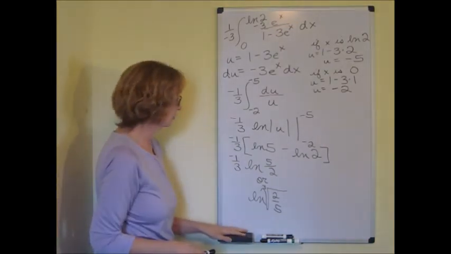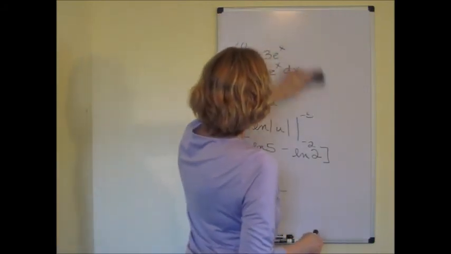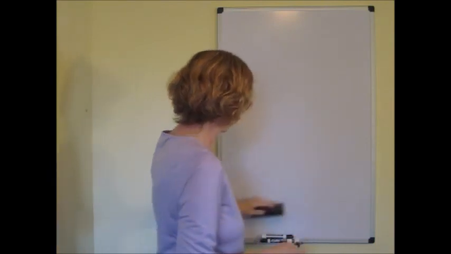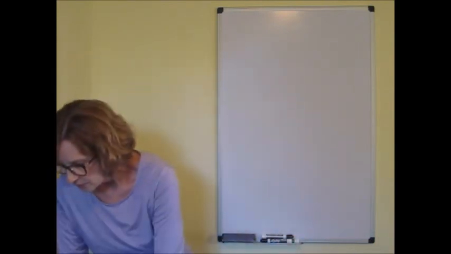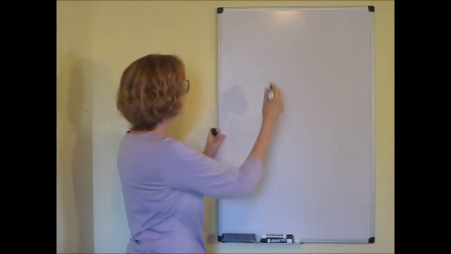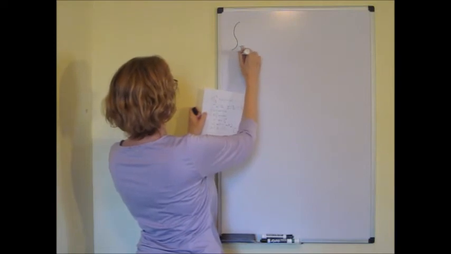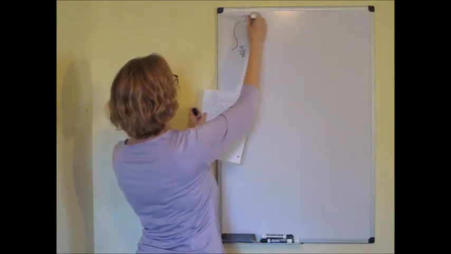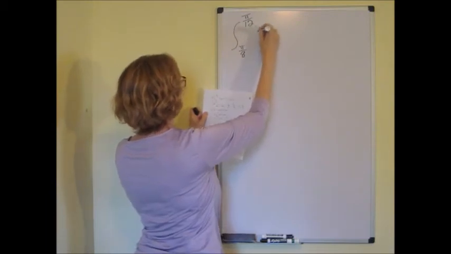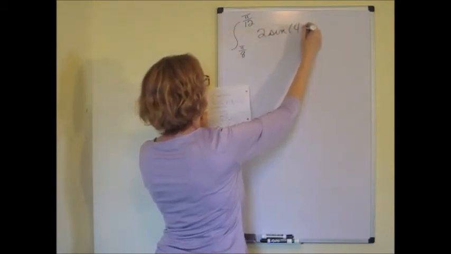All right, let's try one more of this type. Here's our next one. I'm going to go from pi/8 to pi/12, and we're going to take the integral of 2 sine of 4x dx.